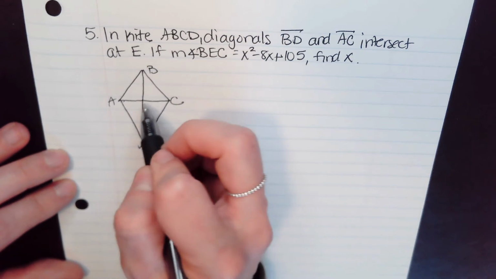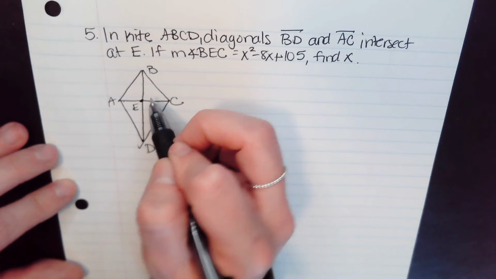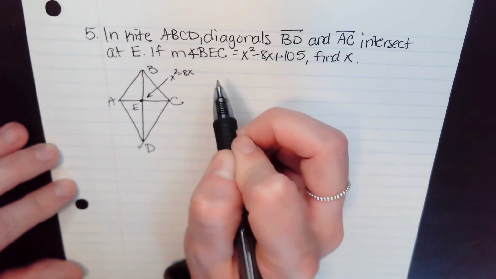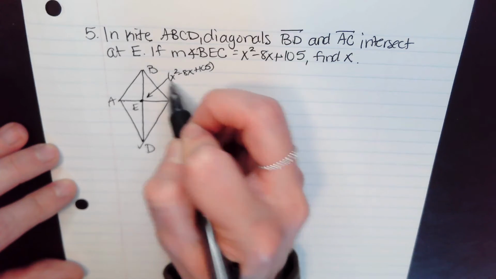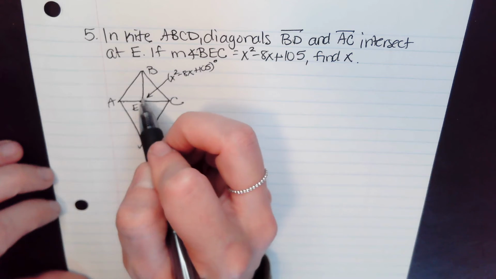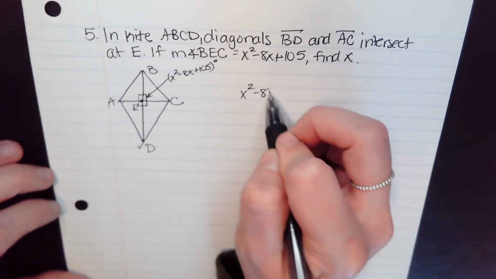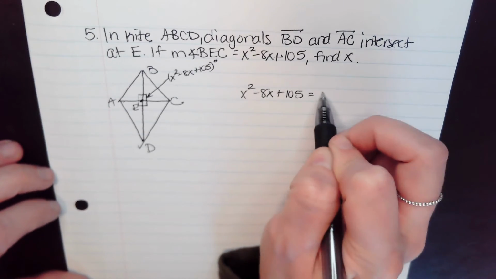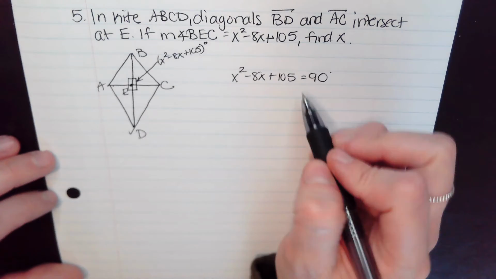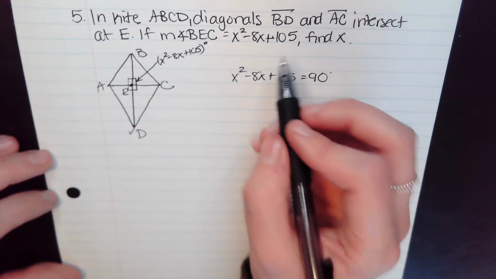We know BE, they intersect at E, and BEC. So this angle right here is x squared minus 8x plus 105 degrees. So what's true about our kite? Well, our kite has diagonals that are perpendicular. So I know that x squared minus 8x plus 105 equals 90 degrees because all right angles equal 90. If you weren't able to get that, pause here, solve it, find your possible values for x.